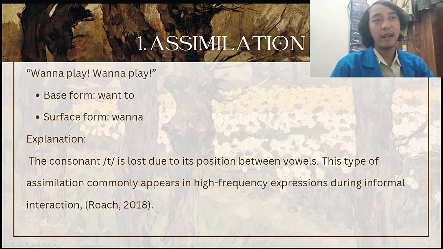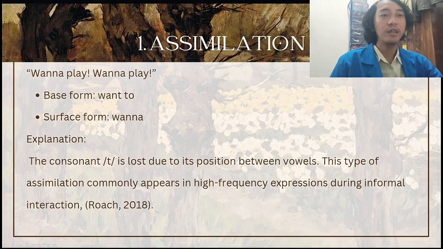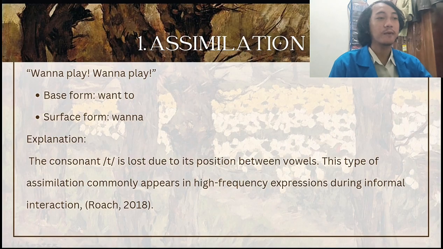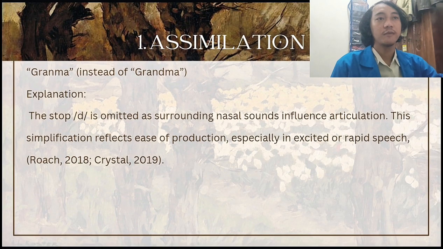Assimilation. Wanna play. Base form: want to, and surface form: wanna. Explanation: the consonant th is lost due to its position between vowels. This type of assimilation commonly appears in high frequency expressions during informal interaction. This explanation follows Roach 2018. The next slide, grandma instead of grandma.